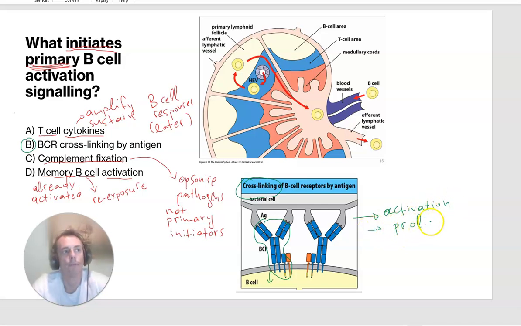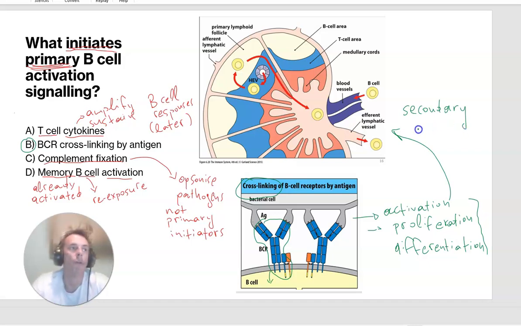Proliferation and differentiation. Where does all of this happen? In the secondary lymphoid tissues. So the correct answer is B.